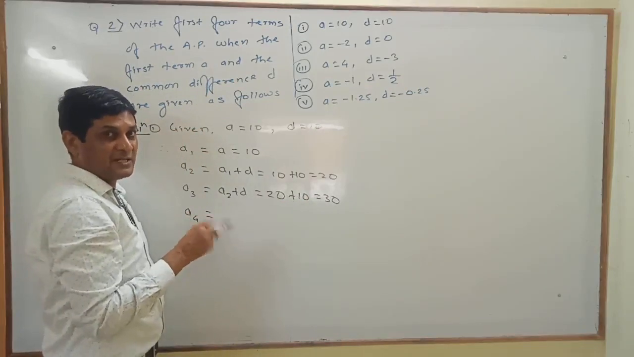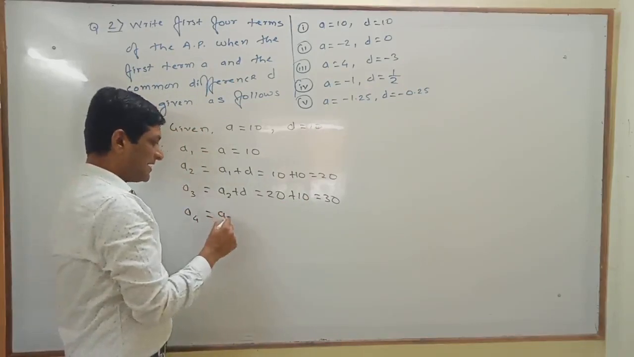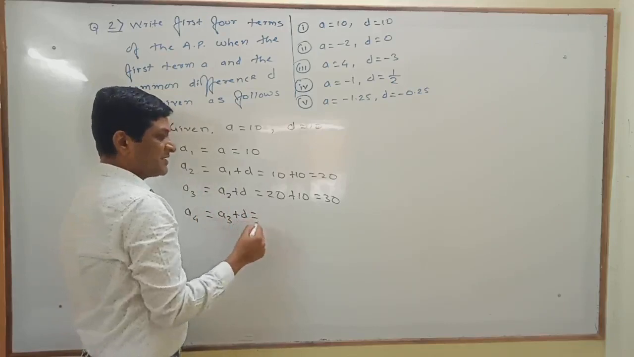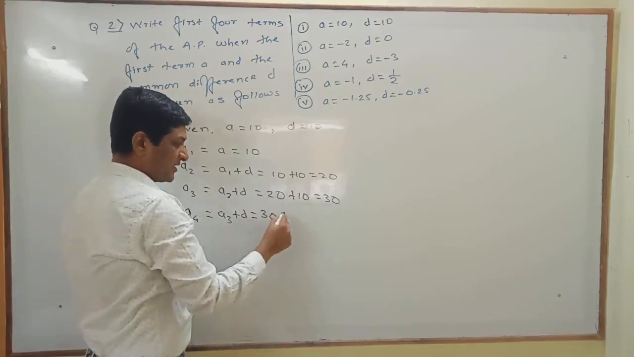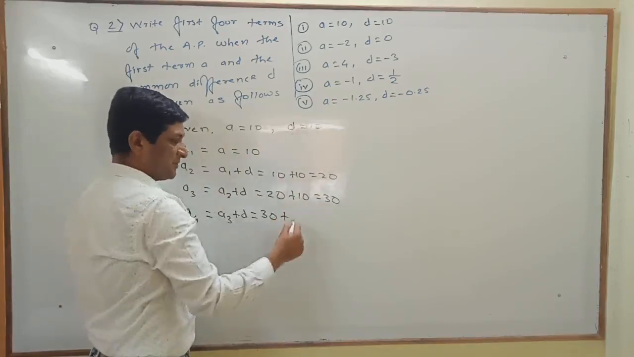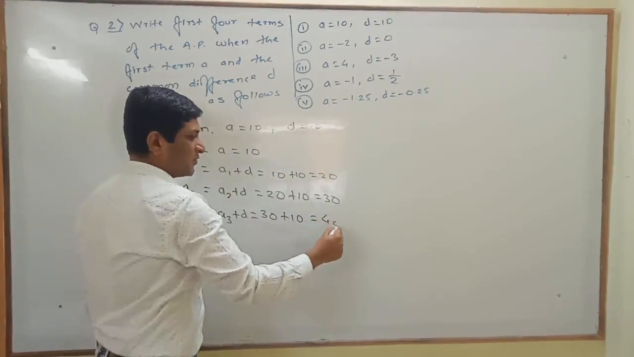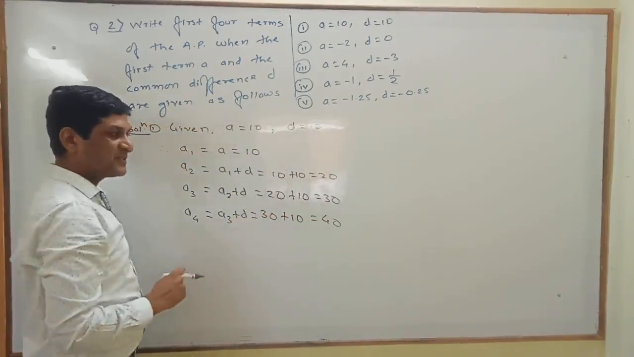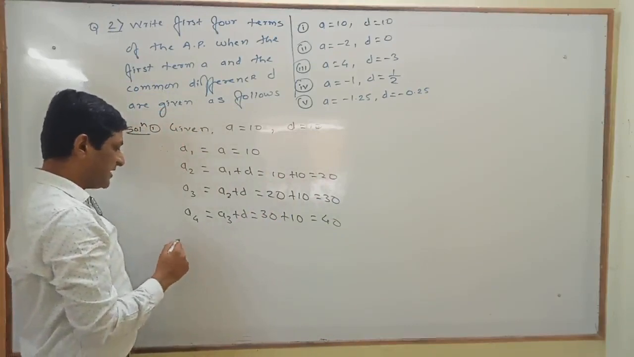We have to add d in the third term. Means a3 plus d is equal to, value of a3 is equal to 30 and value of d is given to us as 10, so it will be equal to 40. In this way we have got the first 4 terms of the arithmetic progression.